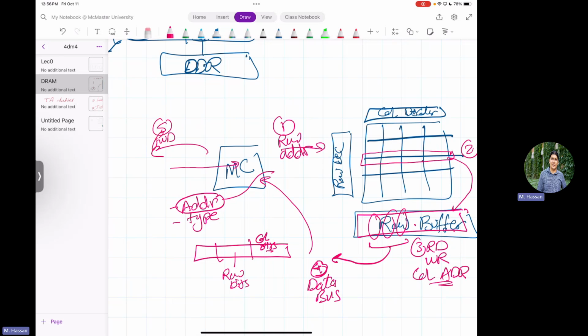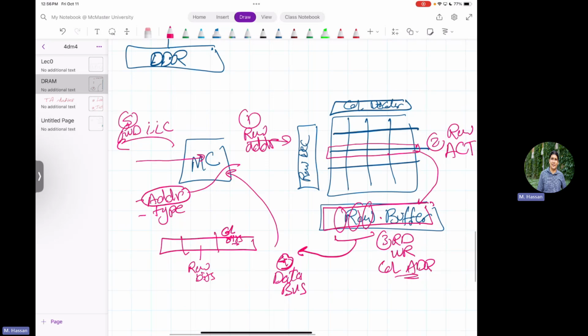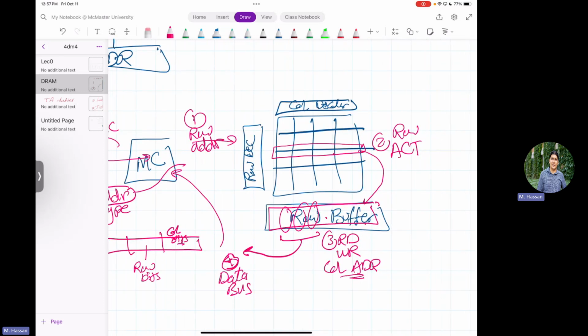You forward your data to the LLC. Good. So again, I take the address, extract the row, and send it to the row decoder of the DRAM. The DRAM will bring the whole row into the row buffer, for performance purposes. Then in the next stage you activate the row; we call this row activation.